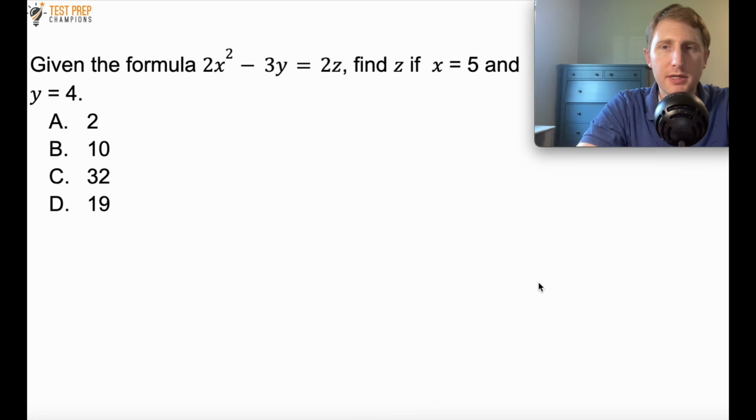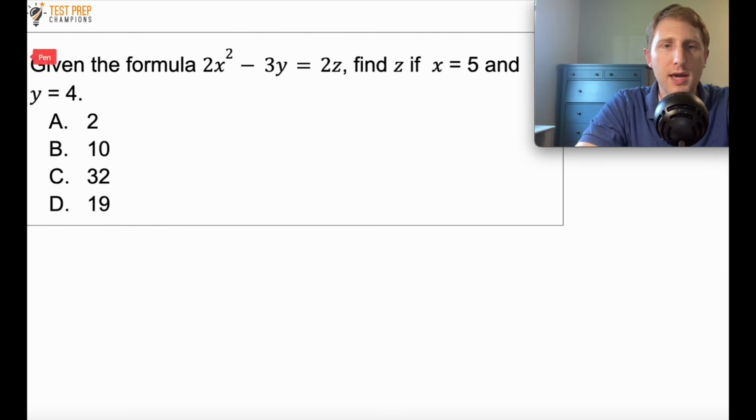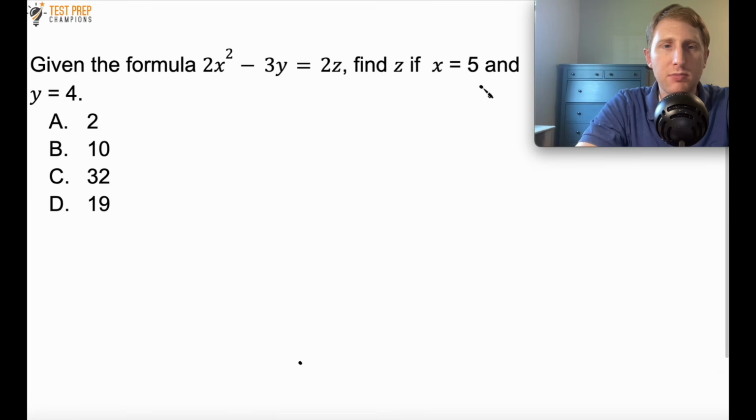So let me give you a chance now, if you'd like to pause the video, try to figure this out, take all the time you need, and then whenever you're ready, just unpause the video, and whether you get it right or wrong, we'll just go over it. Okay, so I'm going to start off here by just plugging in the numbers.